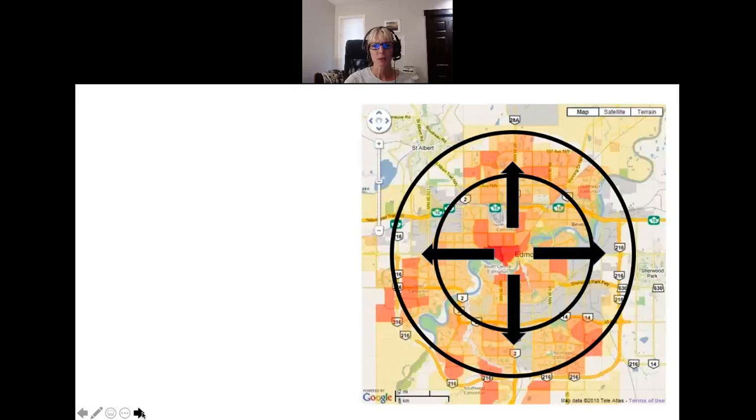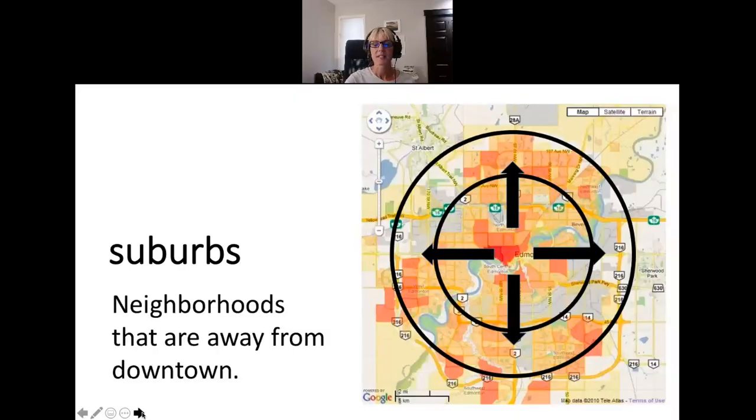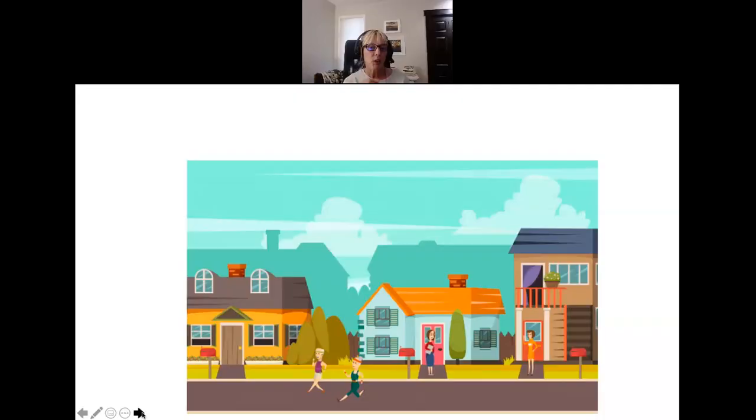Where do you live? The suburbs. Suburbs are the neighborhoods that are away from downtown. They're far from downtown. Suburbs, suburbs. I live in the suburbs. I hope you are repeating what I say. This is for you to practice listening and speaking.